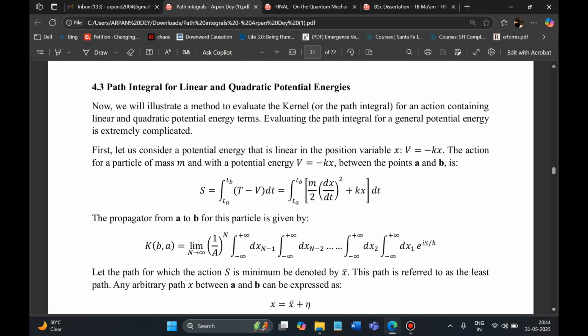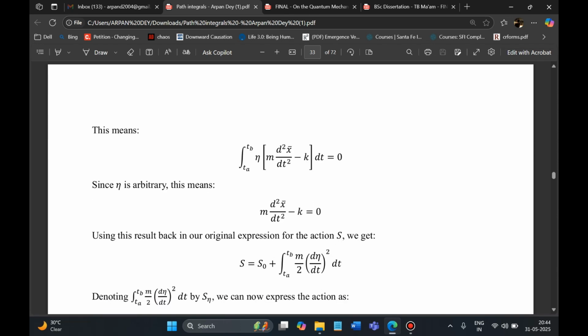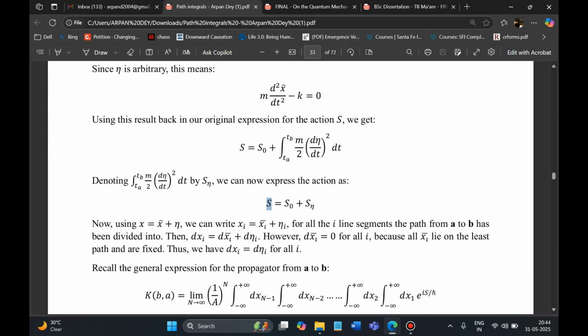So see, we started by defining any arbitrary path as a variation about the least path. So x bar is the least path, eta is the arbitrary variation. So we defined x to be x bar plus eta. Similarly, after some algebraic manipulations, we can define the action S to be S naught, the least action, plus some variation S eta.